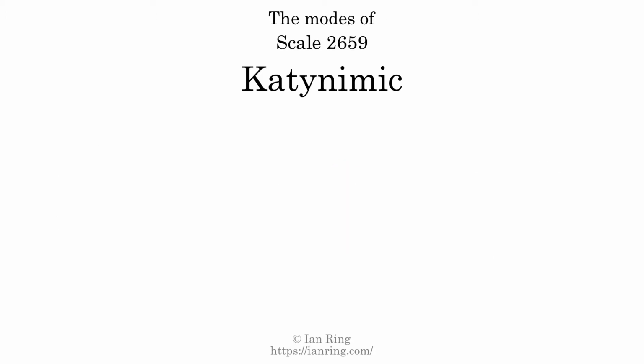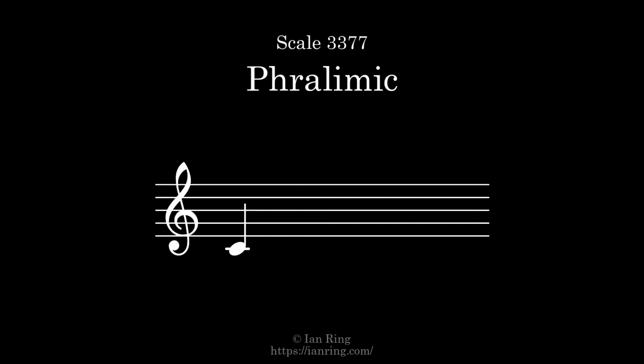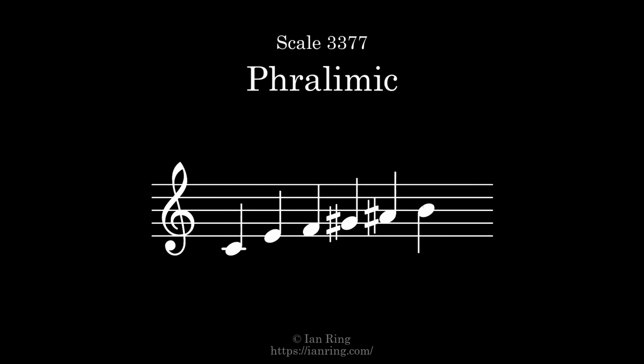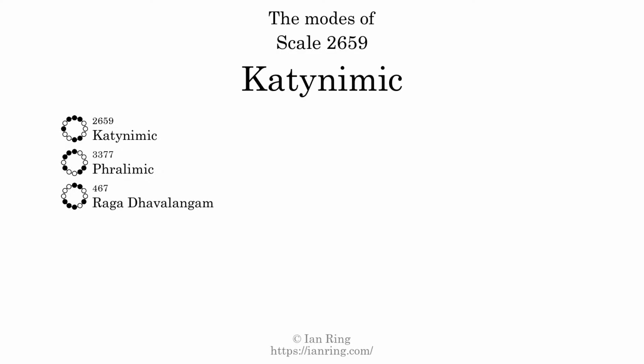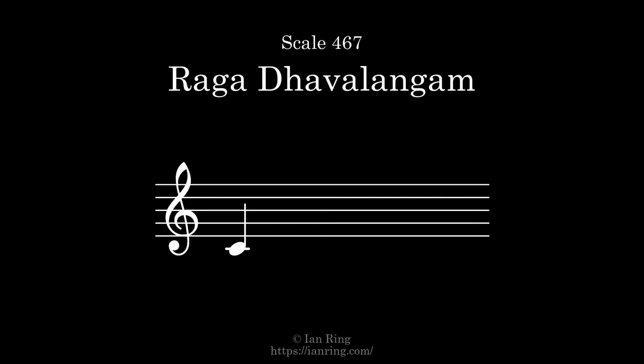This scale has 6 modes. The first mode is itself. The second mode is scale 3377, also known as Triads. It sounds like this. The third mode is scale 467, also known as Raga Davalangam. It sounds like this.